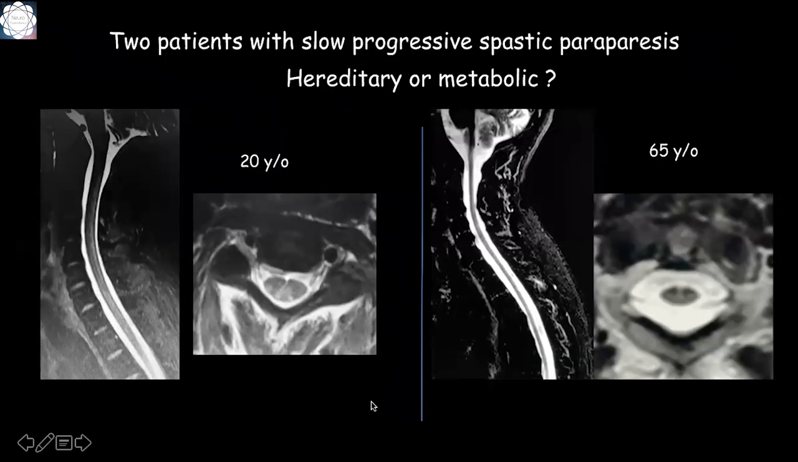Again, two interesting cases with a slow progressive spastic paraparesis. We thought about hereditary or metabolic etiology. On the left, we have a 20-year-old man with this large and longitudinally extended myelopathy. On axial images, you can see this inverted V sign with compromise of the posterior columns. And on the right, this is a 60-year-old man with this thin, atrophic spinal cord, with some hyperintensities at the level of the lateral columns.